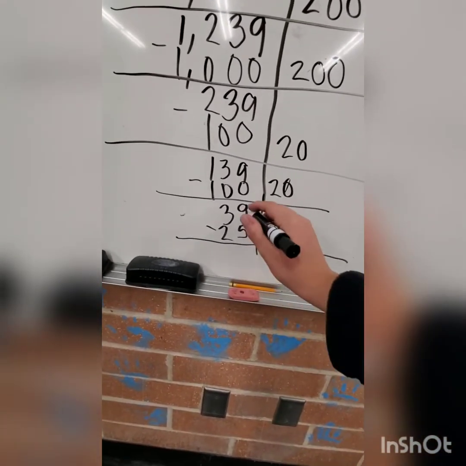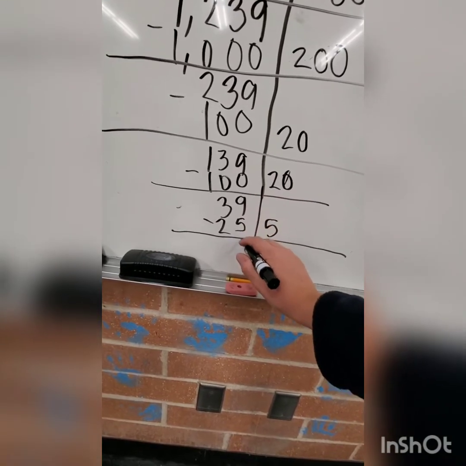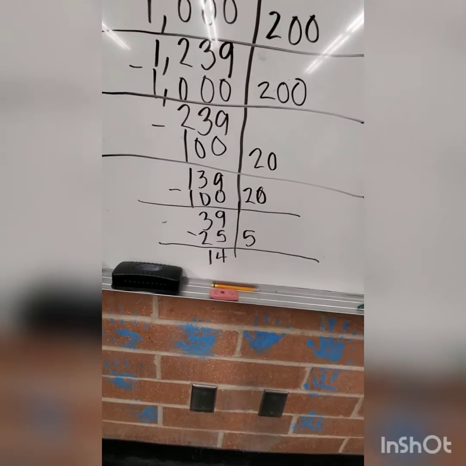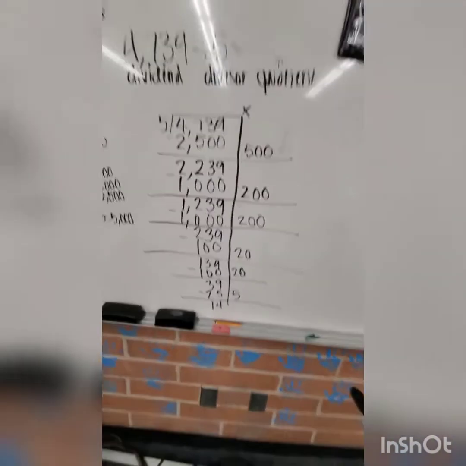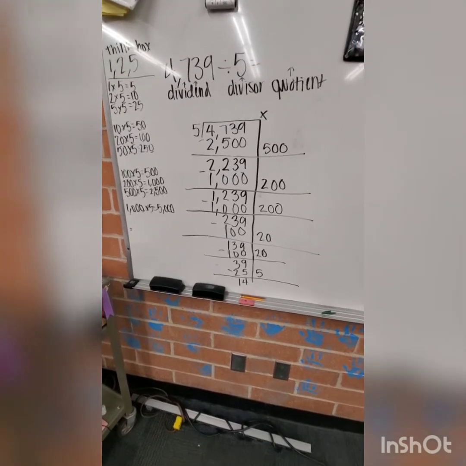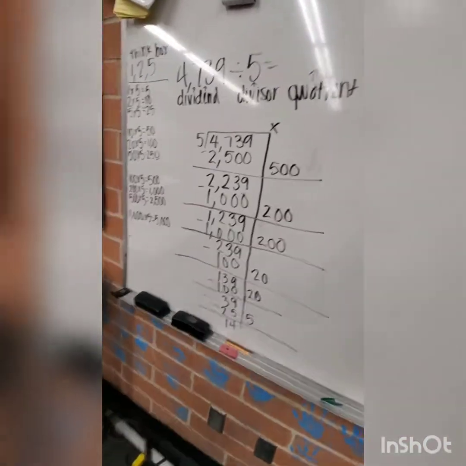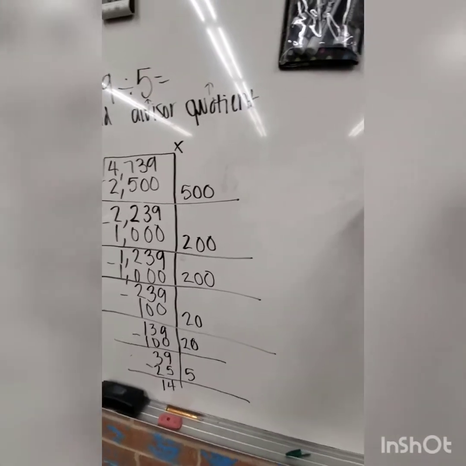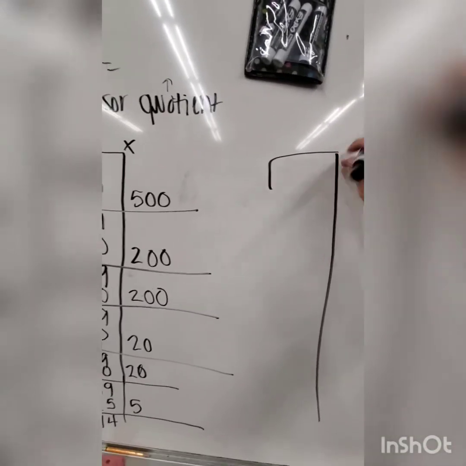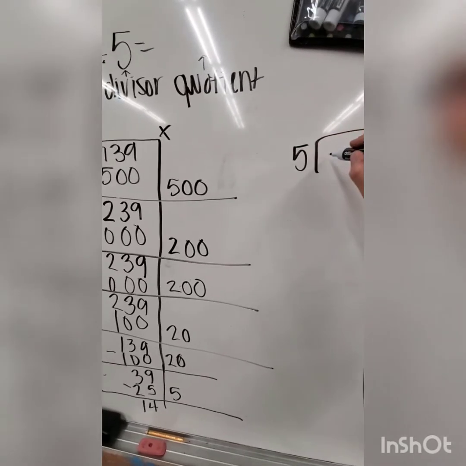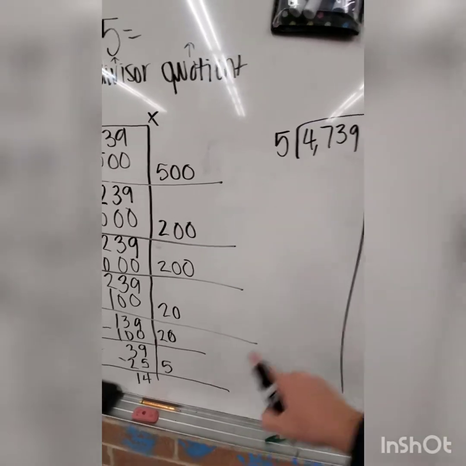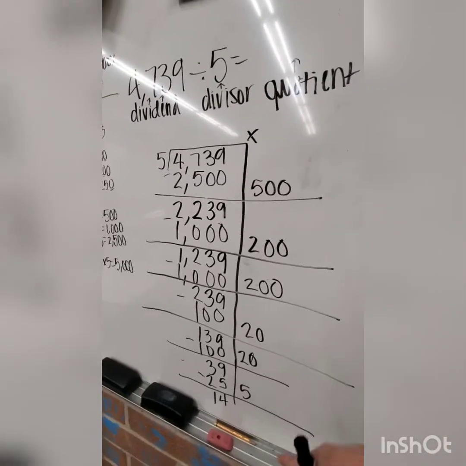Now I'm going to subtract. 9 minus 5 is 4. 3 minus 2 is 1. I have 14 left. Sometimes the students will get upset because they're going to be running out of room, but that's okay. We can just carry on over here. So you can just repeat it. Just remember where you're at.